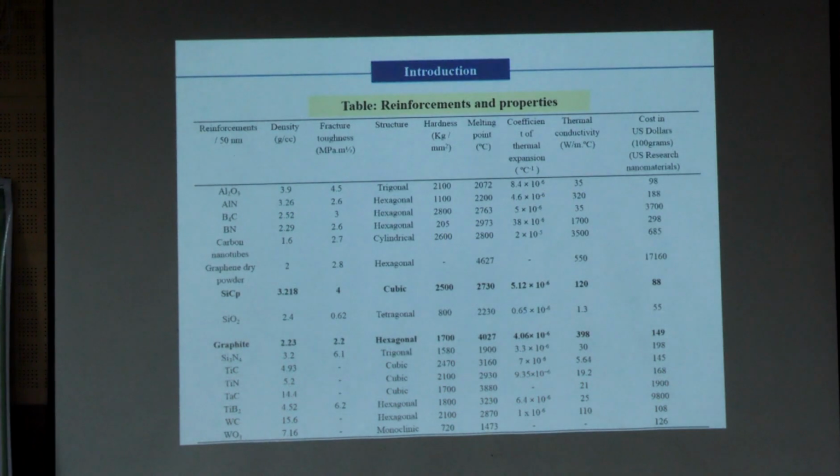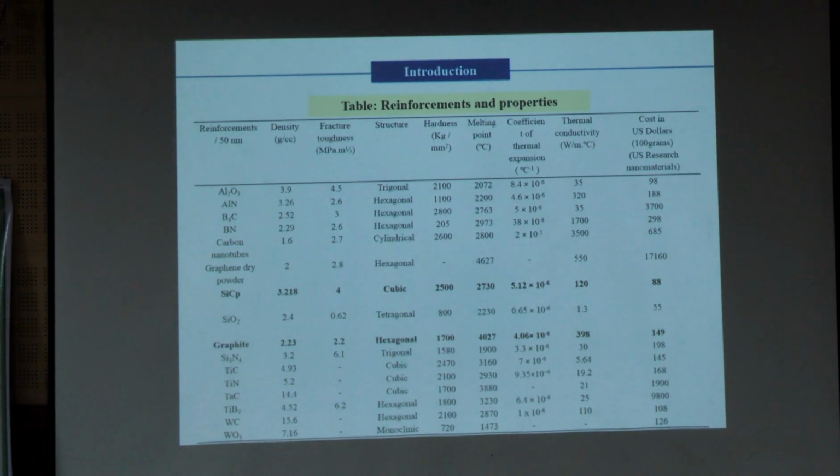And then we know these are the different reinforcement particles in the literature. People used different reinforcements, and these are the basic properties of all these reinforcements, like density, fracture toughness, structure, hardness, melting point, coefficient of thermal expansion, thermal conductivity, etc. So depends on our requirement, right?